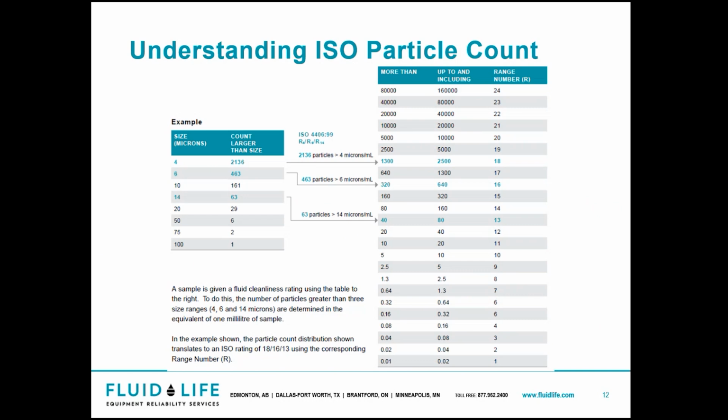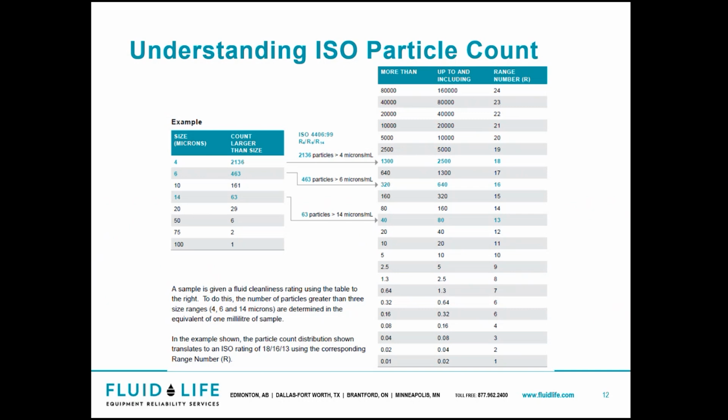So the ISO particle count. This is going to measure how many particles are in our oil in 1 milliliter sample, excuse me. Now it returns a code of R4, R6, R14, and that's just based upon the micron size. So we're going to see how many particles are 4 micron or bigger, how many are 6 micron or bigger, and how many are 14 micron or greater. And why those three numbers are used, that's the ISO 4406 standard. That's just what the standard is.